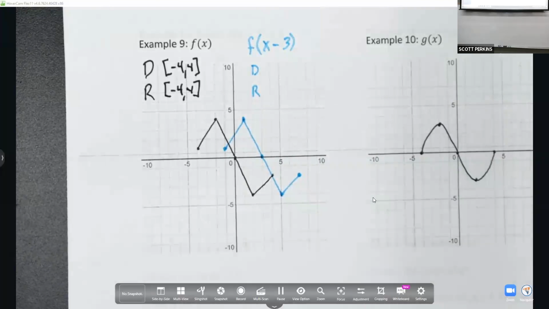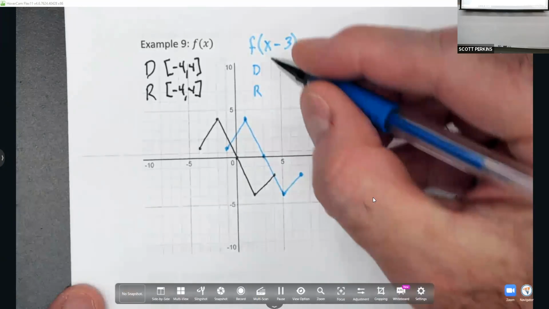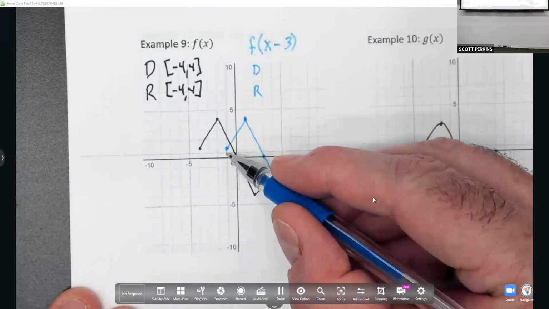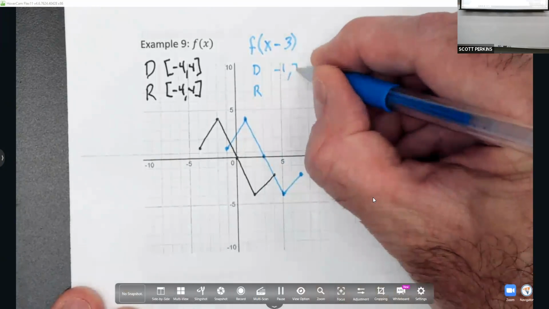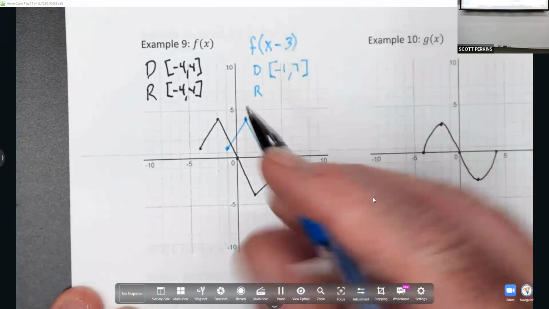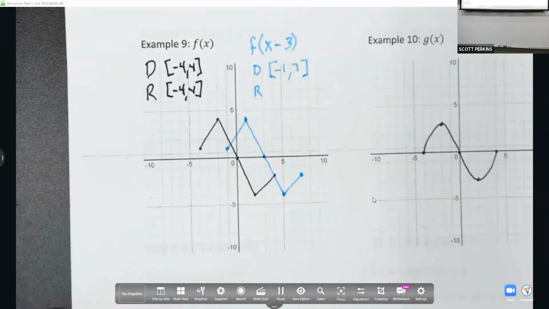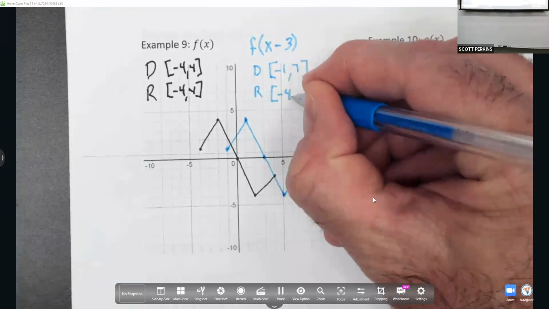Well, this time, since I've moved it horizontally, in the x direction, which one is going to be the one that changes, the domain or the range? The domain. And in fact, we're going to add 3, and we can see that from the graph, or you can do that directly, whatever works for you. We can see that the lowest x value of the blue graph is -1. The highest x value of the blue graph is 7. And that's what I get if I add 3 to each endpoint of the domain. And since I've moved this horizontally, what's going to happen to the range? It's going to stay the same. We haven't moved it in the y direction, so it's going to stay -4 to 4.